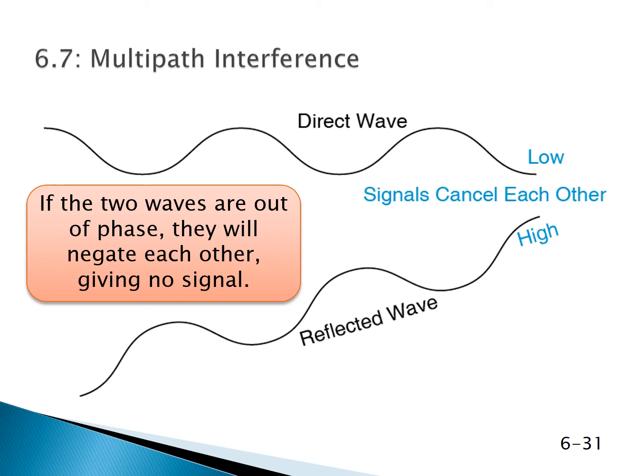If the two waves are out of phase, they will even negate each other, giving no signal, right? Normally your signal should go like this, but then you have a reflected wave that is 180 degrees out of phase, so they are completely out of phase. When that happens, they will cancel each other out, because that's the property of electromagnetic waves. They will also cause a very important problem that is again difficult for your receiver to handle. So that's why multipath interference is one of the most important problems in wireless transmission.